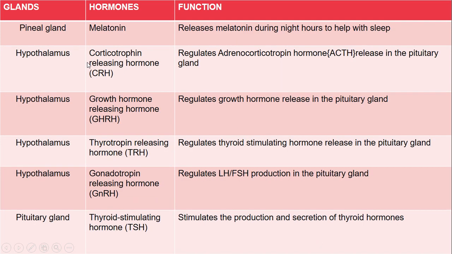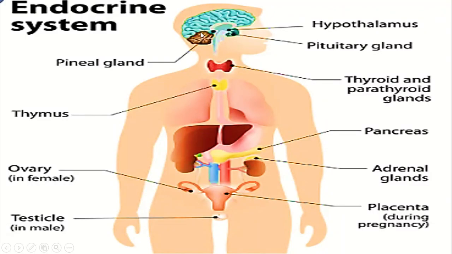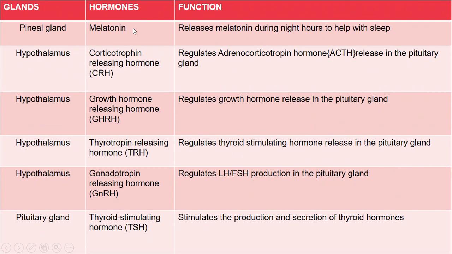So next we are moving to the pineal gland. This is a small thing, like a pine-shaped thing, present in our brain. The pineal gland produces a hormone called melatonin, which is released during night hours to help with sleep. As you know, melatonin is a hormone, and as human beings we sleep in the night when the sun has set, and we wake up in the morning when the sun is rising. That is the circadian rhythm functioning in our body.